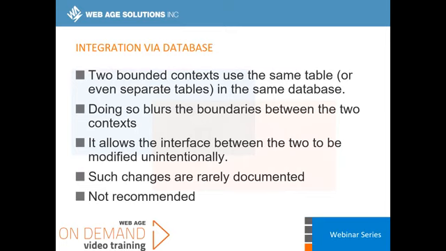Certainly, the interface between the two can be modified somewhat unintentionally if you're changing the database or doing some separation of things. Often, once I've made the change to actually do the database read, I might not document it, or it might not be modeled correctly, or whatever. And this is certainly not a recommended method for integration between two bounded contexts.